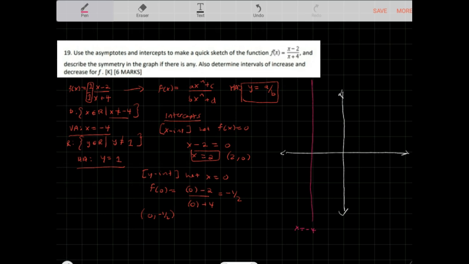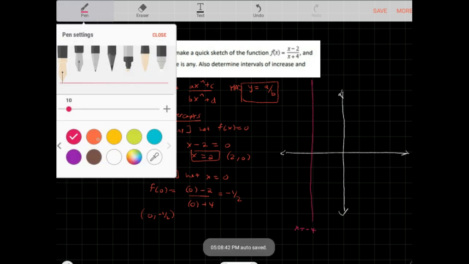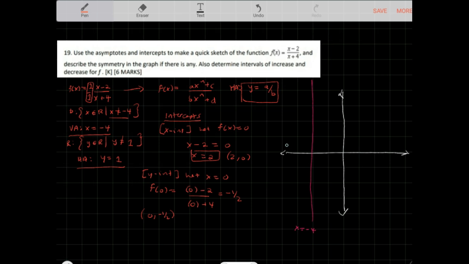And y is equal to positive 1. Let's do that in orange. So this is the horizontal asymptote. Y is equal to 1.